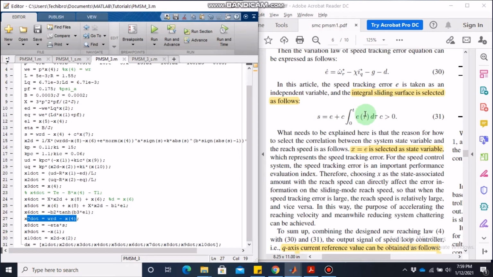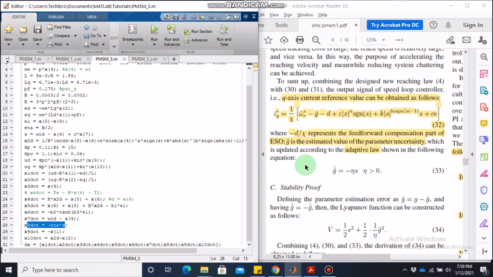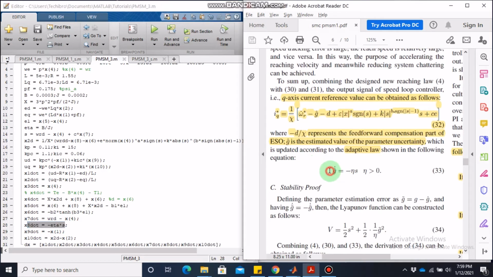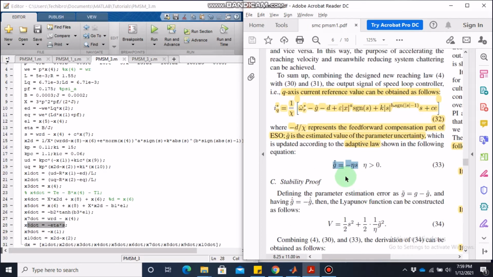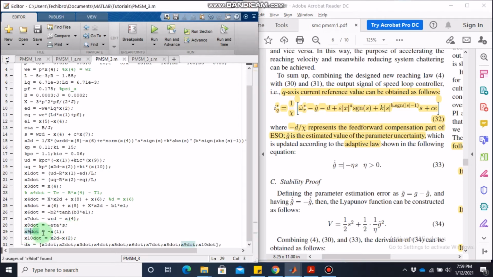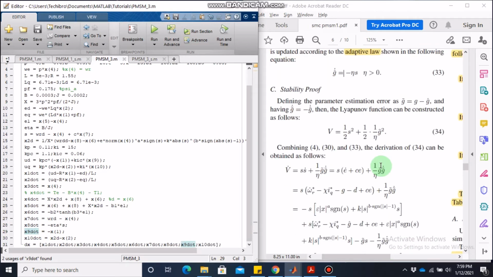Then x8 dot: x8 is our variable g hat, because g is the representation of uncertainties, so the estimation of g comes from g dot is equal to minus eta s. So this is our 8th state variable. Then the 9th and 10th state variables come from the fact that there are going to be two PI controllers.